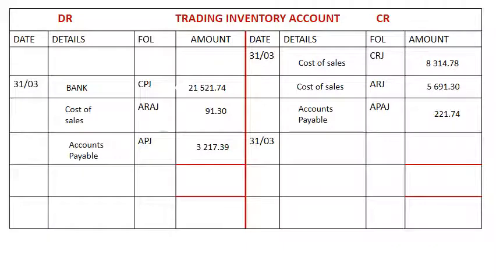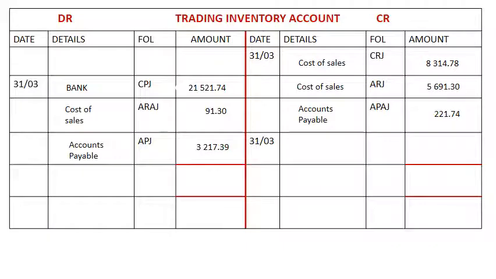When posting is completed, the general ledger accounts should be properly balanced and closed off at the end of the month. To demonstrate the balancing and closing off of an account, let us look at the trading inventory as prepared from the example treated. As you can see, we have entries on the debit side of trading inventory that were posted from CPJ, ARAJ, and APJ. On the credit side, entries were posted from CRJ, ARJ, and APA.